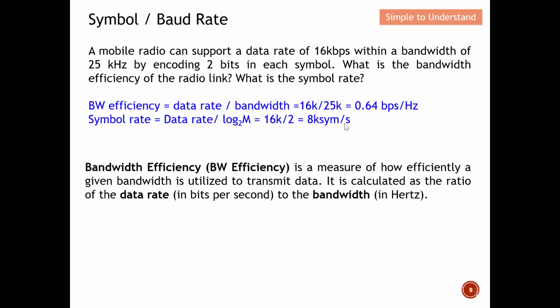I think you should be able to get this now. It means that in 1 second I can send 16,000 bits. Every symbol is 2 bits, so you can imagine 16 divided by 2 gives 8 kilosymbols per second. So the throughput is still the same. I can describe it in terms of data rate or bit rate, which is 16 kilobits per second, or I can describe it in terms of symbol rate. I hope you have a better understanding of what symbol rate is.